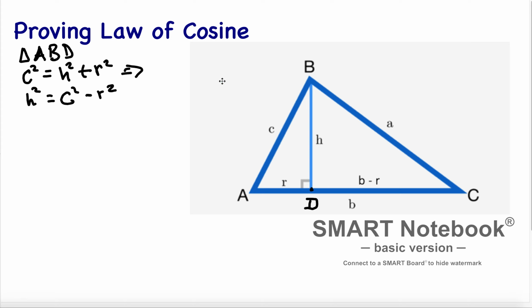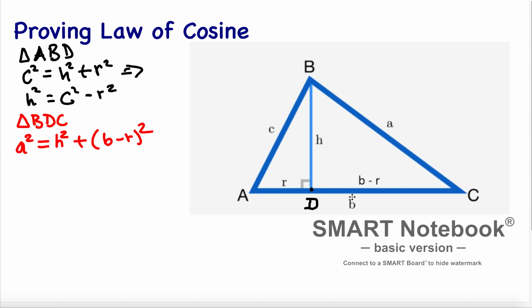And now I'm going to another triangle, let's say this triangle here, BDC. In triangle BDC, we are going to use the same thing. We are going to use the Pythagorean theorem, and here a is the hypotenuse. So a squared is going to be equal to h squared plus (b minus r) squared.